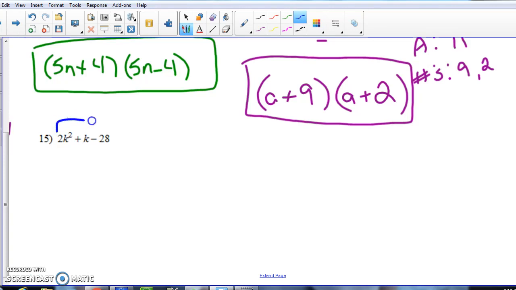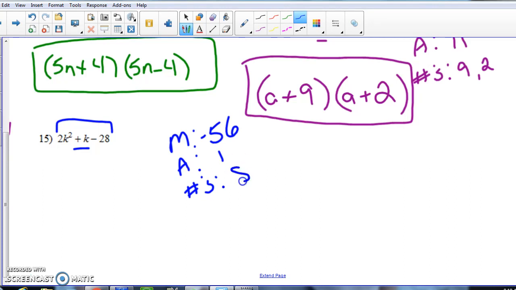So once again, take the first coefficient times the last. 2 times negative 28 is negative 56. So I'm trying to multiply to negative 56. I'm always trying to add to that middle term. Nothing in front of k, so that's positive 1. So then I am looking for my numbers. So I'm looking for two numbers that multiply to negative 56 and add to 1. So the pair of numbers that I end up needing are going to be positive 8 and negative 7.